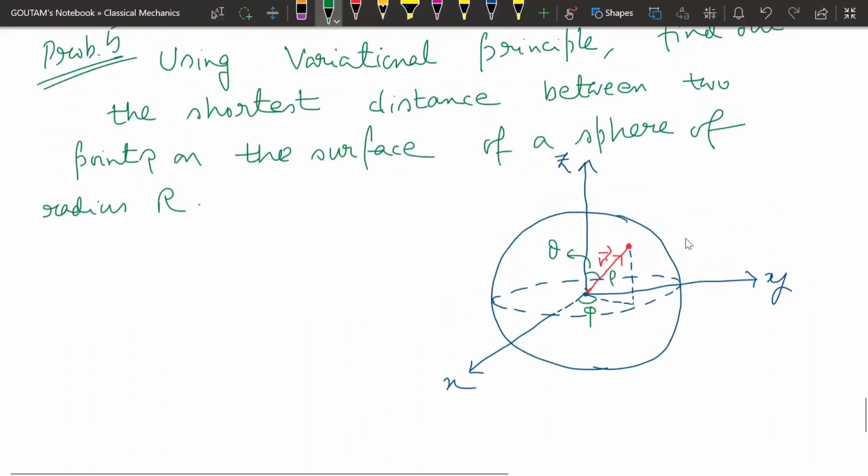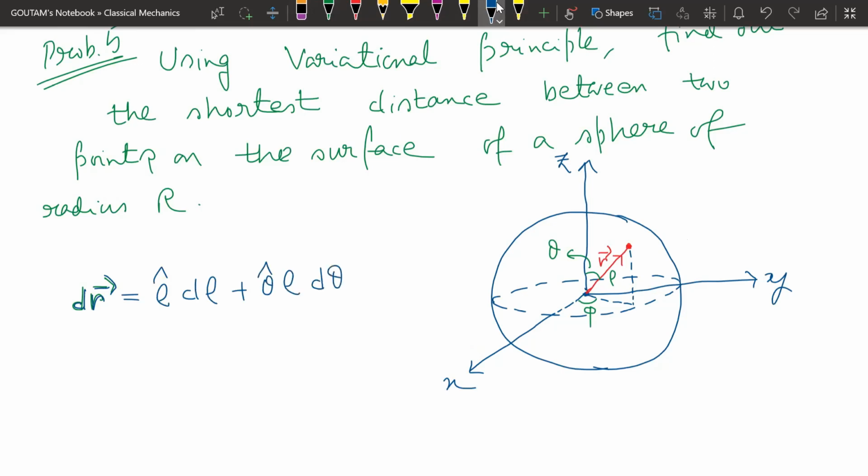So in that case, any infinitesimal change in the position vector can be written as dr is equal to rho hat d rho plus theta hat rho d theta plus phi hat rho sine theta d phi.